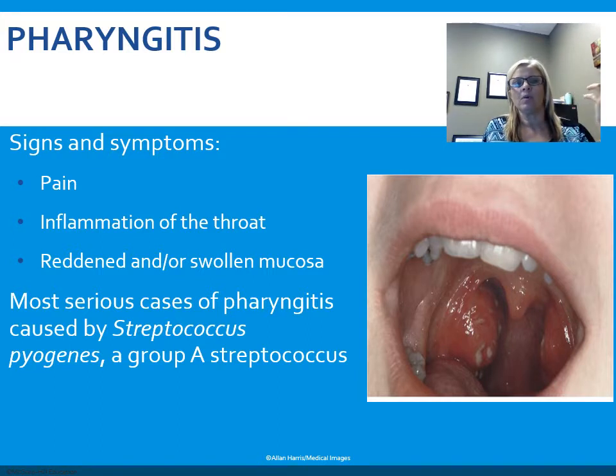You can also have a sore throat due to mechanical irritation from prolonged shouting, or drainage from the sinus cavity, which we probably all have. Okay, so the most serious cases of pharyngitis are going to be Streptococcus pyogenes and other members of group A strep.